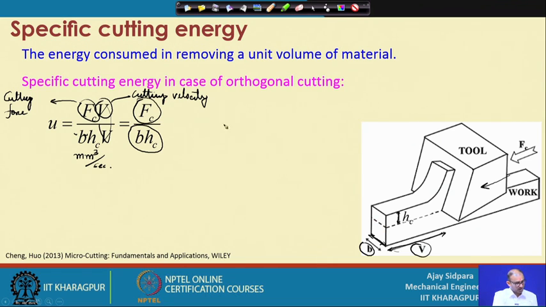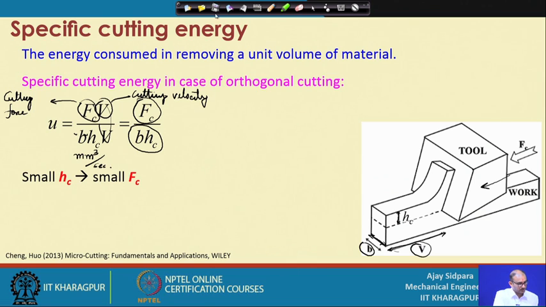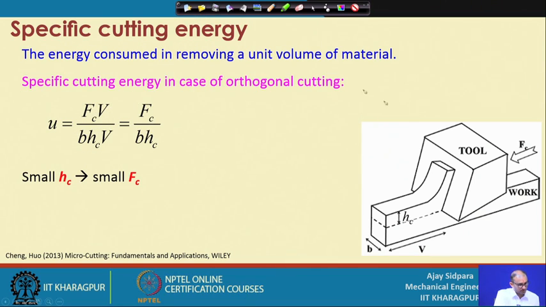Now, if you see this example very clearly, what is happening is that if you reduce the uncut chip thickness, that means if you reduce the depth of cut, then obviously your force will be very small, correct, because here we want to remove a small material. Suppose this is the depth of cut, and now this is the depth of cut. Because the smaller the depth of cut you give, obviously your force is small.